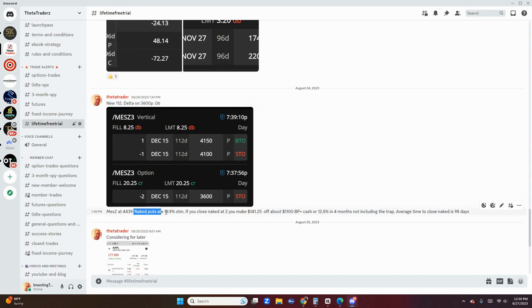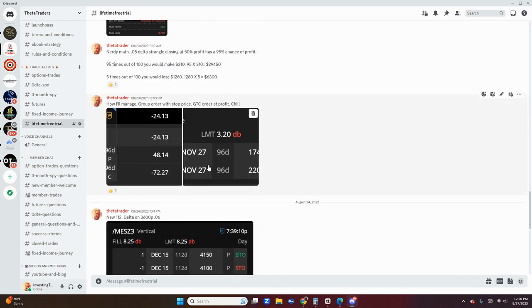The naked puts were 18.9% out of the money, so really good cushion, very passive. You just wait it out in a lot of cases, 112 days out. Typically close these around 90 to 98 days on average, and you actually end up getting a good return, about 10, 11% on your money in the 3 months with a free debit hedge in place.